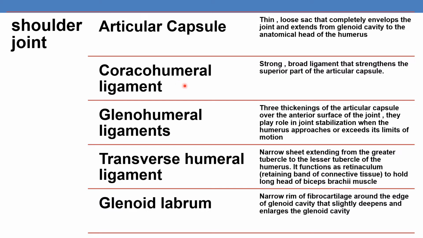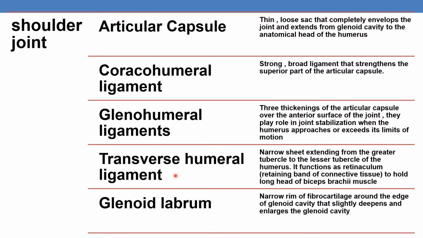The next is the coracohumeral ligament. It is a strong, broad ligament that strengthens the superior part of the articular capsule. The next is the glenohumeral ligaments. These are three thickenings of the articular capsule over the anterior surface of the joint. They play a role in joint stabilization when the humerus approaches or exceeds its limits of motion.